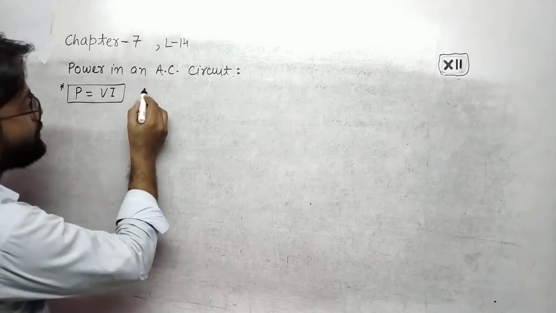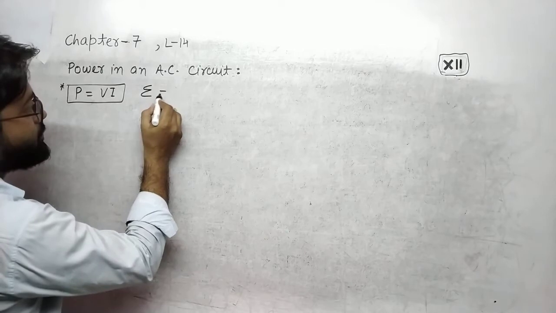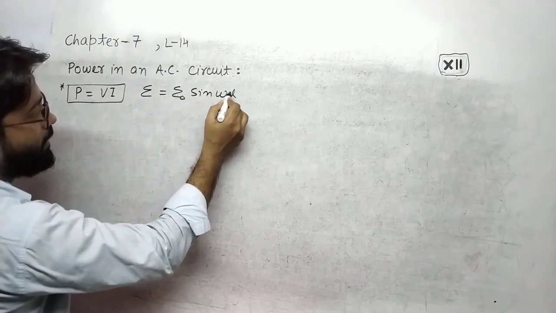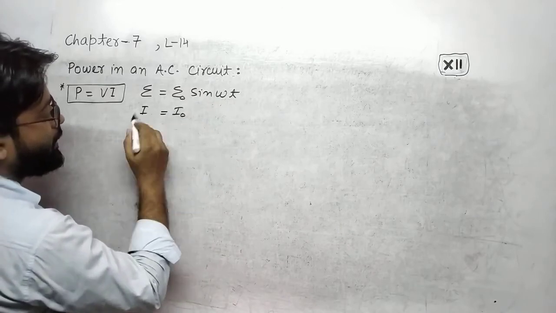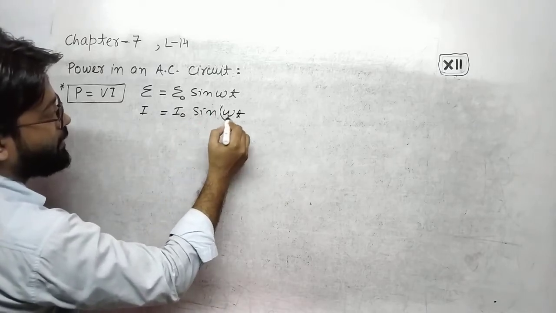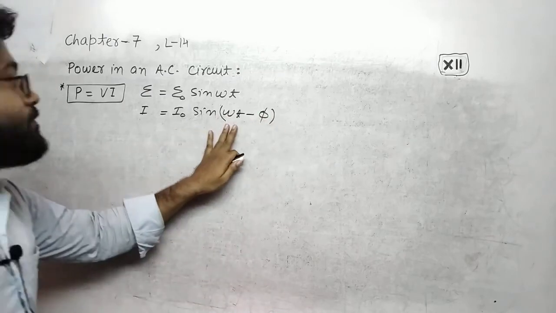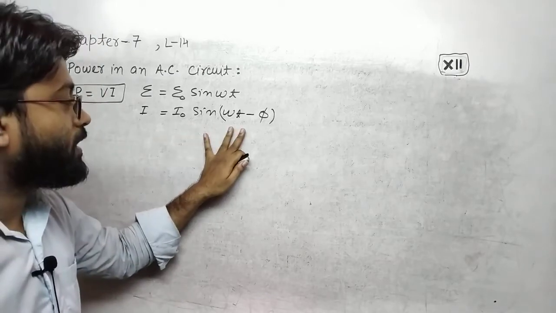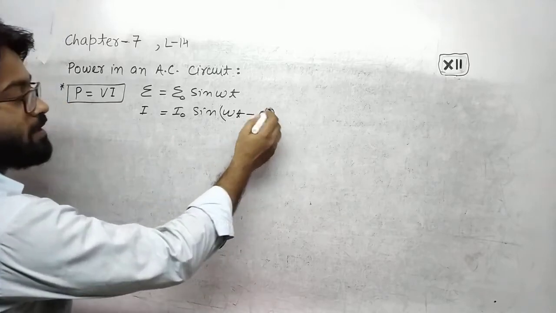And in AC we know that instantaneous EMF is equal to E naught sine omega t, and instantaneous current I is equal to I naught sine (omega t minus phi). It may be just omega t in the case of a purely resistive circuit. In the case of an inductive circuit and a capacitive circuit, it may be plus or minus pi by 2.